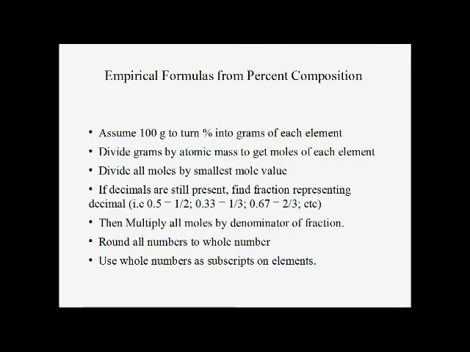And if it doesn't round to a whole number at this point, we might have a decimal portion. So we look at the decimal, and we identify what the decimal might be in terms of a fraction. If we're close to 0.5, that's 1/2. Close to 0.3, 0.33, that's 1/3. Close to 0.67, 0.7, that's 2/3. Once we identify a fraction, we multiply all the mole values by the denominator of the fraction. At this point, we should have whole numbers for all our mole values, and this will give us our subscripts for all the elements.